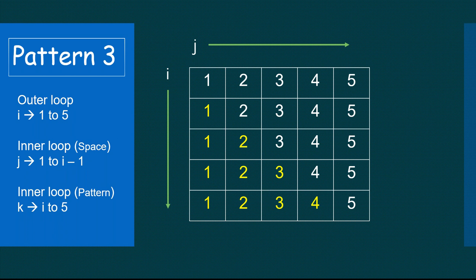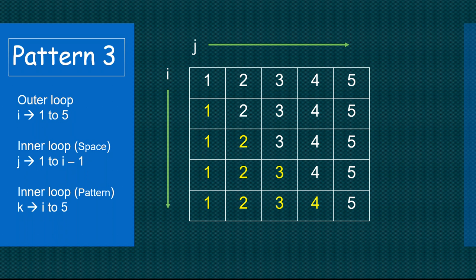So if you put 1 to i minus 1, you can see that i minus 1 will be 0, so it won't be equal and it won't print any space. For the second row it will print 1 because the i value becomes 2, right? And then for the third row the i value becomes 3, so it will print 1 and 2, and then 1, 2, 3 and 1, 2, 3, 4.